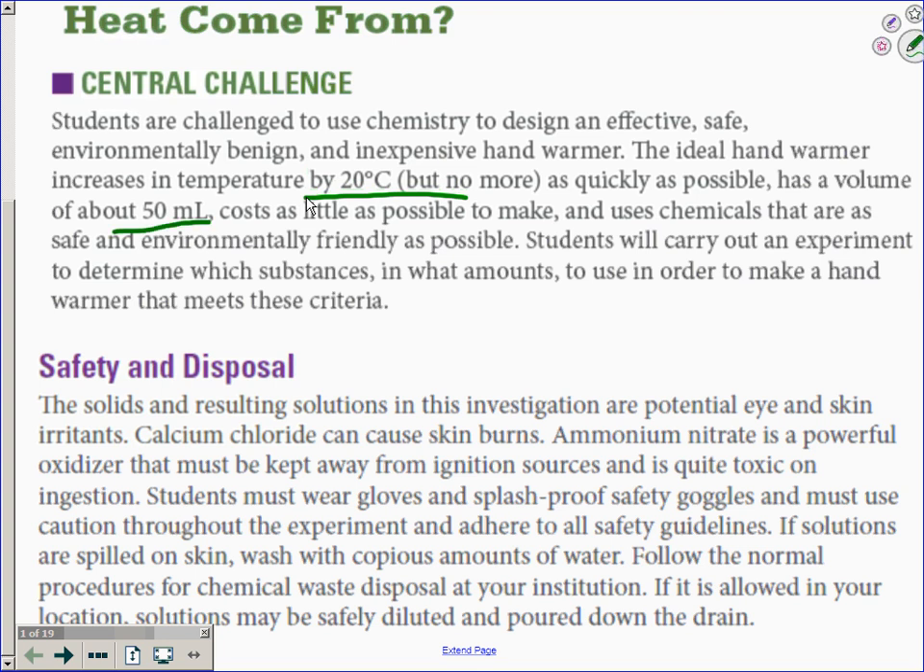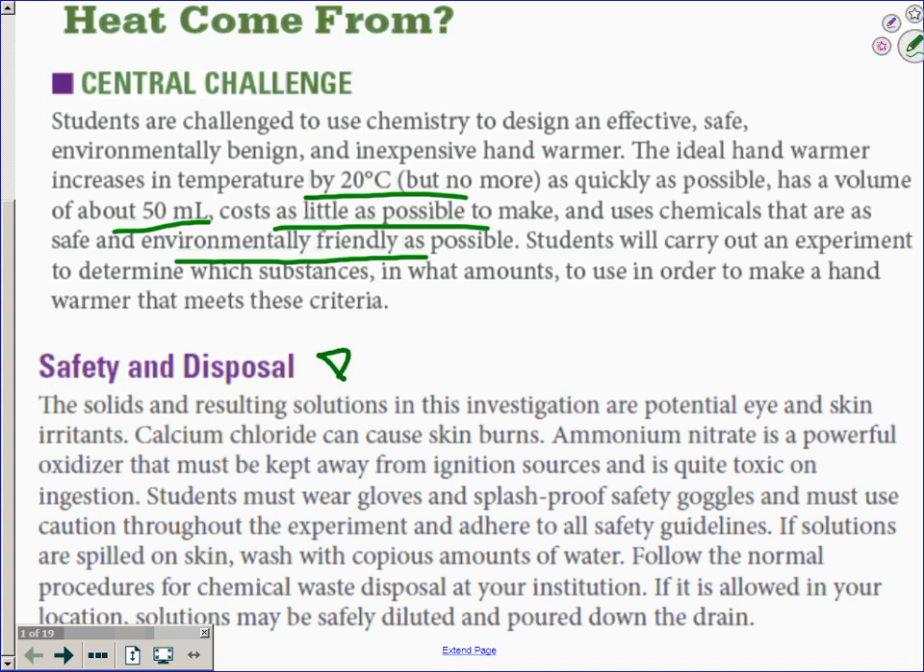Your hand warmer needs to be small. No one's going to be carrying around a gallon of a hand warmer, pressing it to their hands and feet. So it needs to be small, 50 milliliters total. Cost as little as possible using the materials I'm allowing you to have, and be as environmentally safe as possible. Okay, so those are some of your requirements. I'll give you a little bit more on the back side of this presentation.